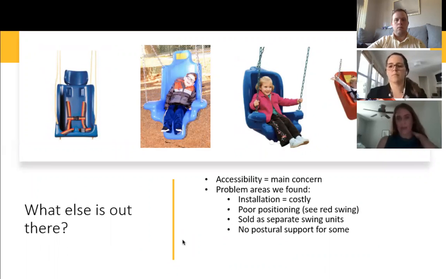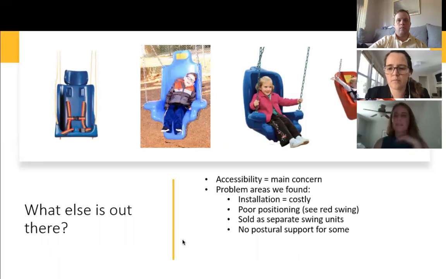What else is out there? Again, we wanted to focus on the swing being available in different sizes. As you can see in the second picture, that swing was way too big for him. And then in the very last picture, it's more reclined. We wanted ours more forward so that they could see out. And we didn't want it to be a costly installation cost. So you can bring it to the park, set it on a swing, and link it to the chains instead of having to install an entire frame or an entire new park setup.